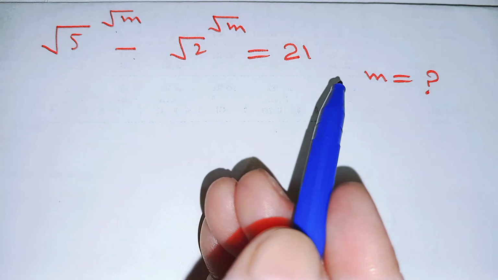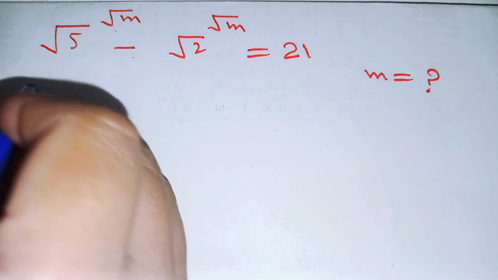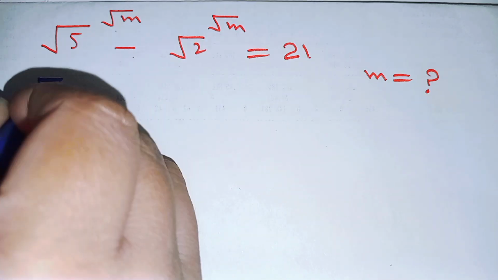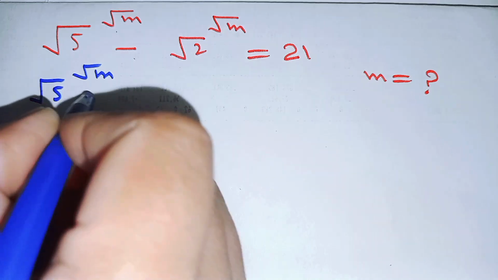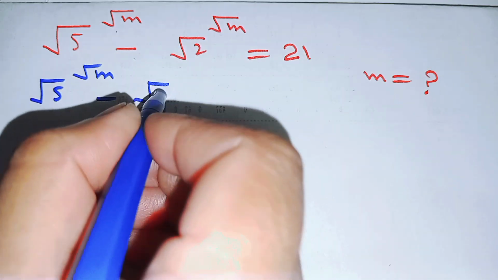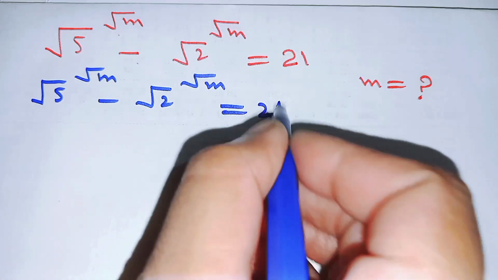First of all, we can write it as square root of 5 to the power of square root of m, minus square root of 2 to the power of square root of m, is equal to 21.